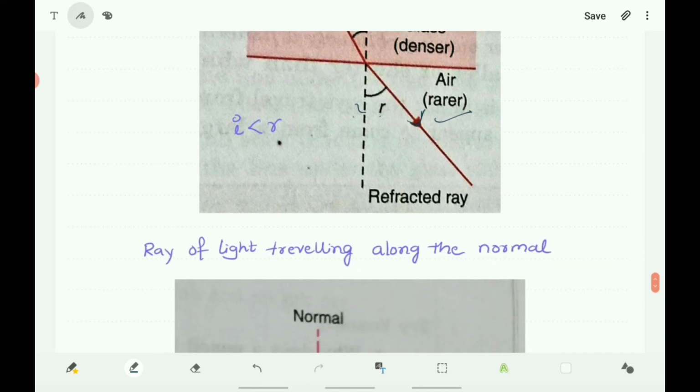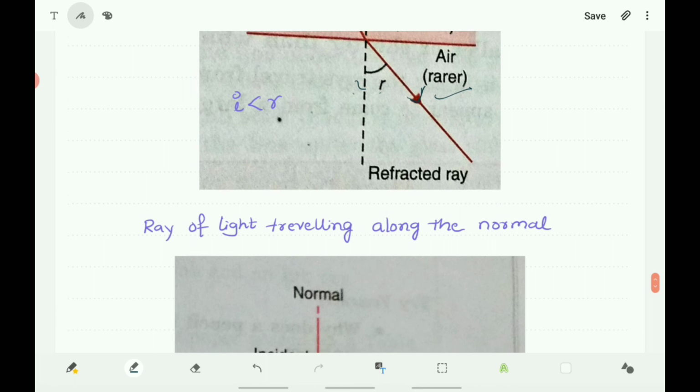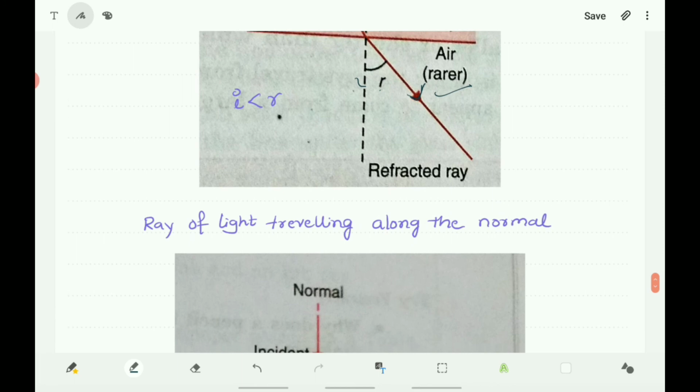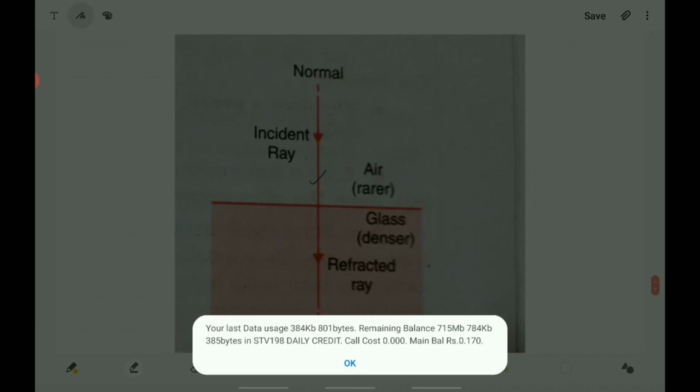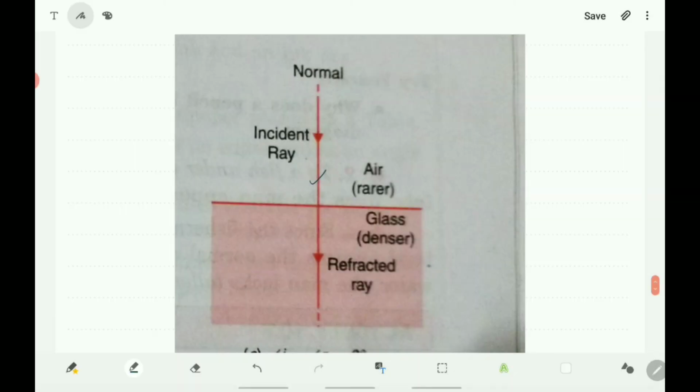Next, a ray of light traveling along the normal passes undeflected, meaning here i is equal to r, that is, the angle of incidence is equal to the angle of refraction. So it may be i is greater than r, i is less than r, or i is equal to r.